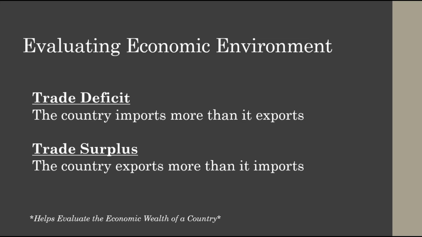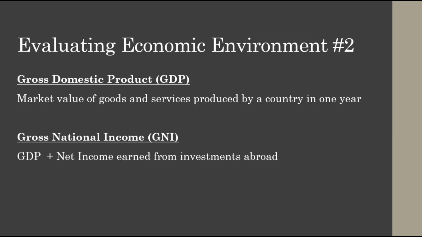Another way to evaluate a country's economy is through GDP and GNI. GDP stands for Gross Domestic Product. GNI stands for Gross National Income. But what does this mean? GDP is the market value of goods and services produced by a country in 1 year. This does not include a car being resold to another person, but rather the first initial time that something is manufactured, as in when the car is being made in a factory.